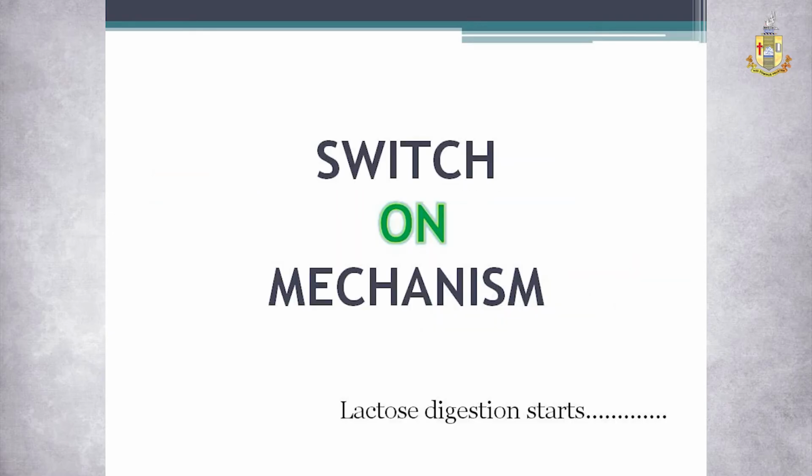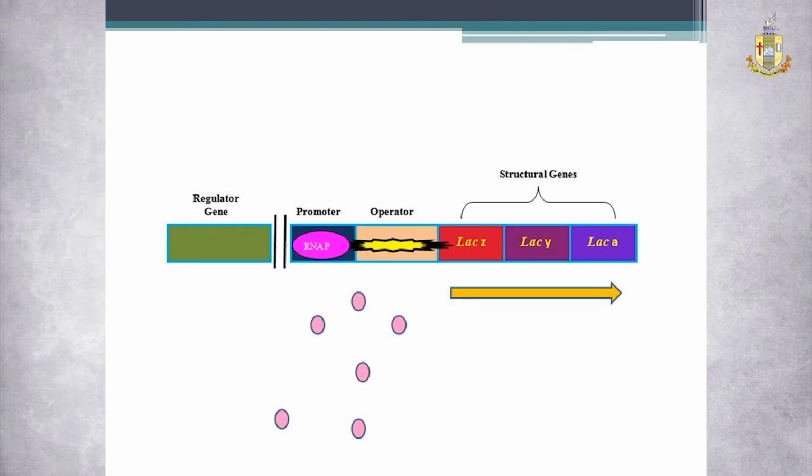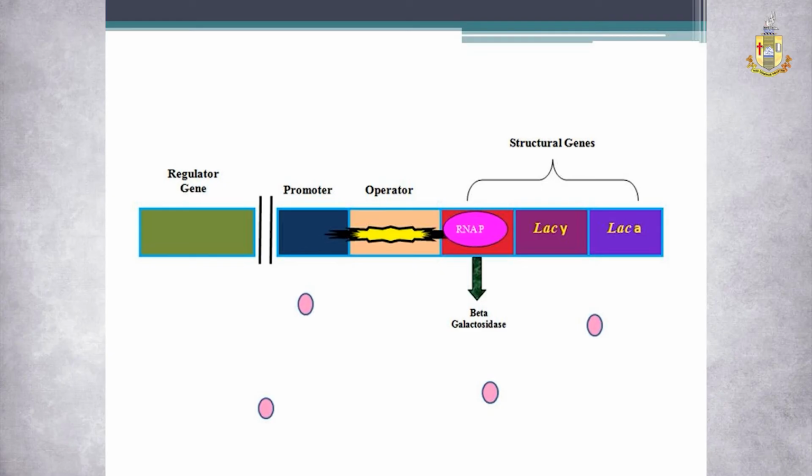In the absence of glucose, lactose is present. Here, the repressor protein should stop its function. The lactose molecule in the medium alters and inactivates the repressor protein to prevent its binding with the operator. Now the RNA polymerase enzyme is freely allowed to pass through the operator and promote transcription of the LAC-Z, Y and A genes.